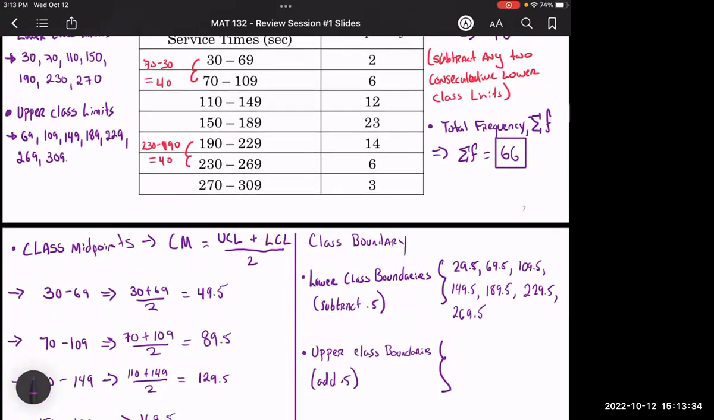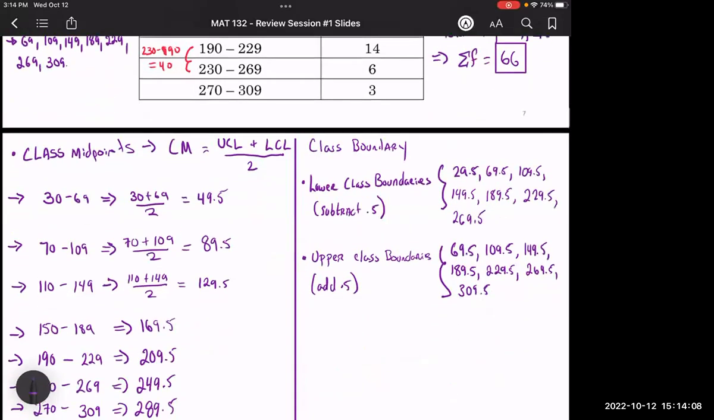So let's look at the upper class boundary. The first upper class limit was 69. If I add 0.5, it will be what? 69.5. You can continue. 109.5. 149.5. 189.5. 229.5. 269.5 and 309.5. There you go. Those are your upper class boundaries.